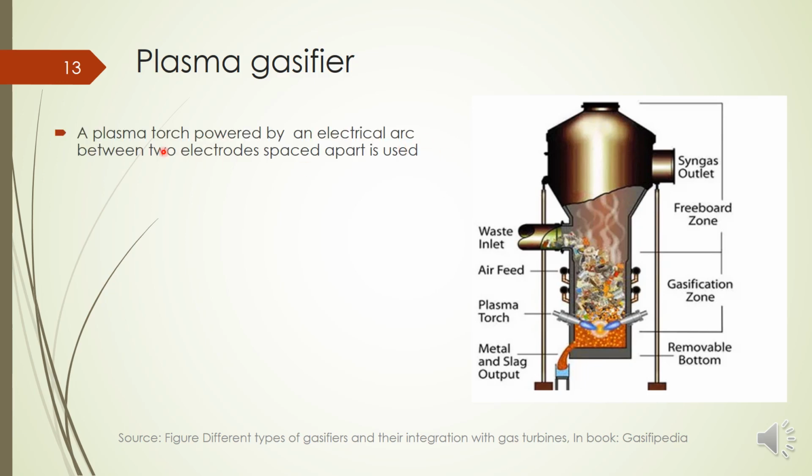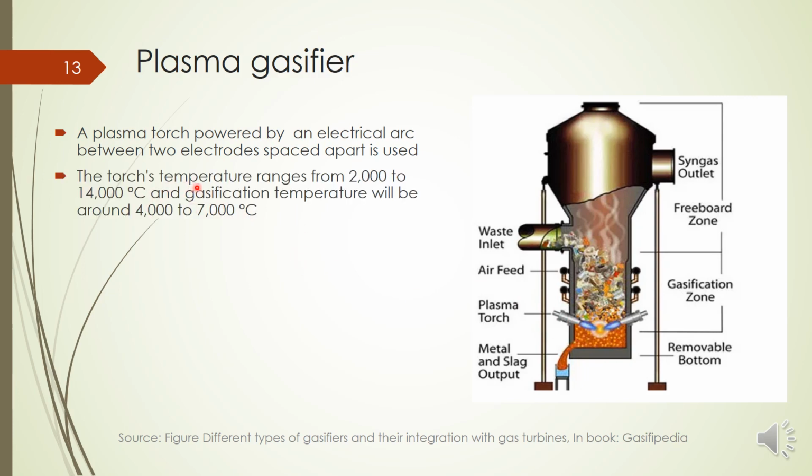So what is the basic idea? Here we are using a plasma torch. So you can see here a plasma torch is used for obtaining high temperature, and it is powered by an electrical arc between the two electrodes. So we are using two electrodes, just like welding. Here also we will be using two electrodes for producing an electrical arc, and then that arc is used for creating a torch with the help of some gas and inert materials. And we will be using this plasma torch for getting high temperature.